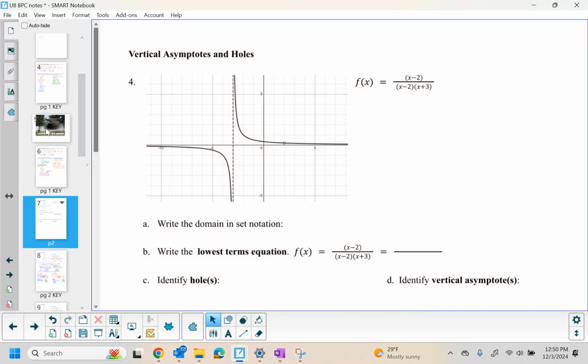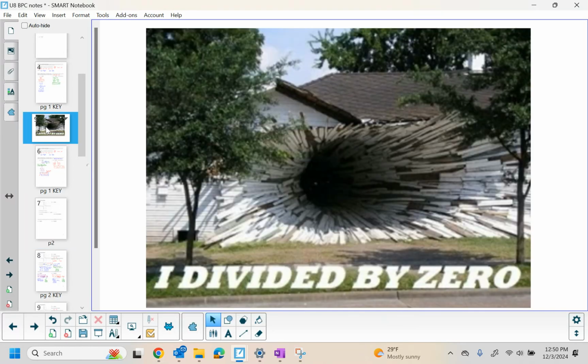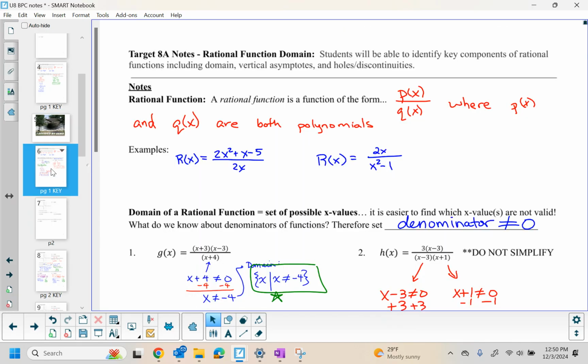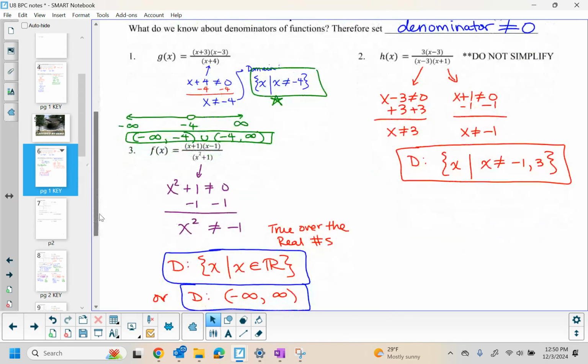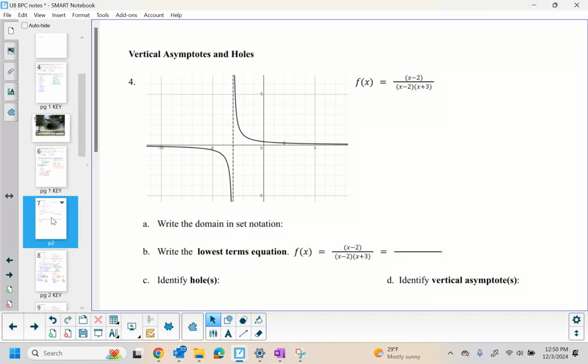Okay, so we talked about how for 8a, we're really talking about we don't want to divide by 0. That is what restricts the domain of our rational function. The thing that might happen when we divide by 0 is we might get a vertical asymptote, which breaks the graph. So a vertical asymptote is going to make the graph do funky things. So here we have a vertical asymptote at x equals -3.